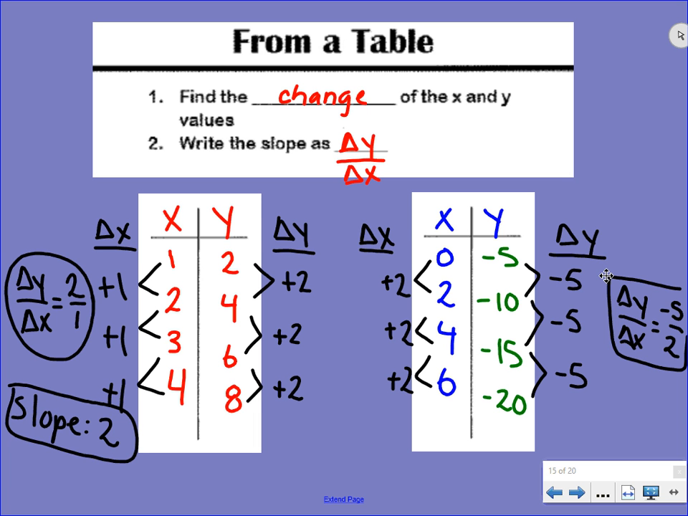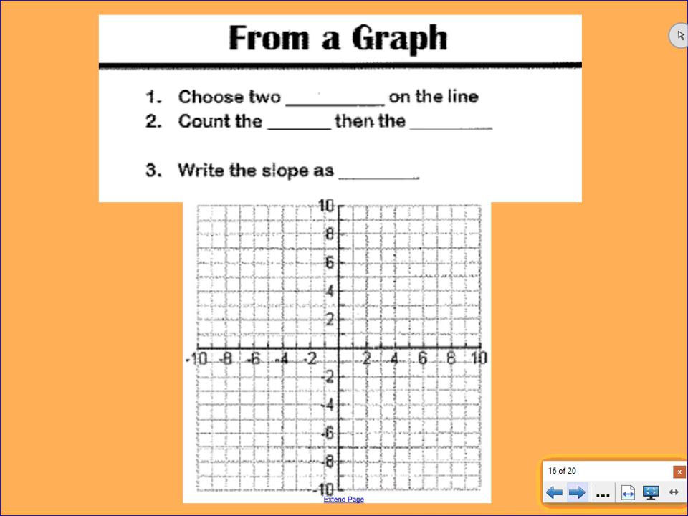Next piece is from a graph. So the steps for finding slope from a graph are to first choose 2 points on the line. Then we're going to count the rise, how much we go up or down, and then count the run, how much we go left or right, and write the slope as rise over run. Rise over run.